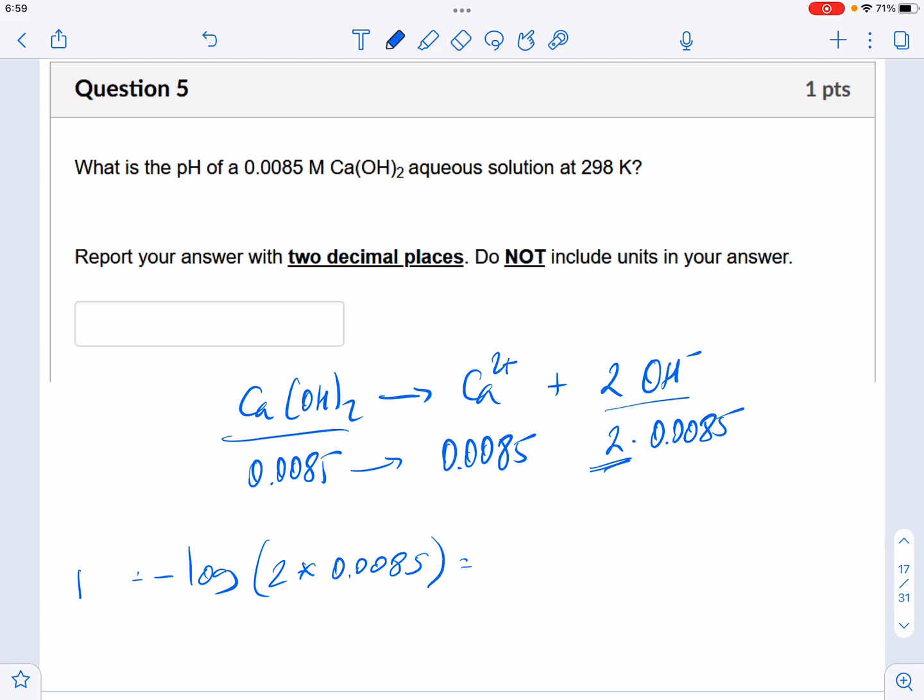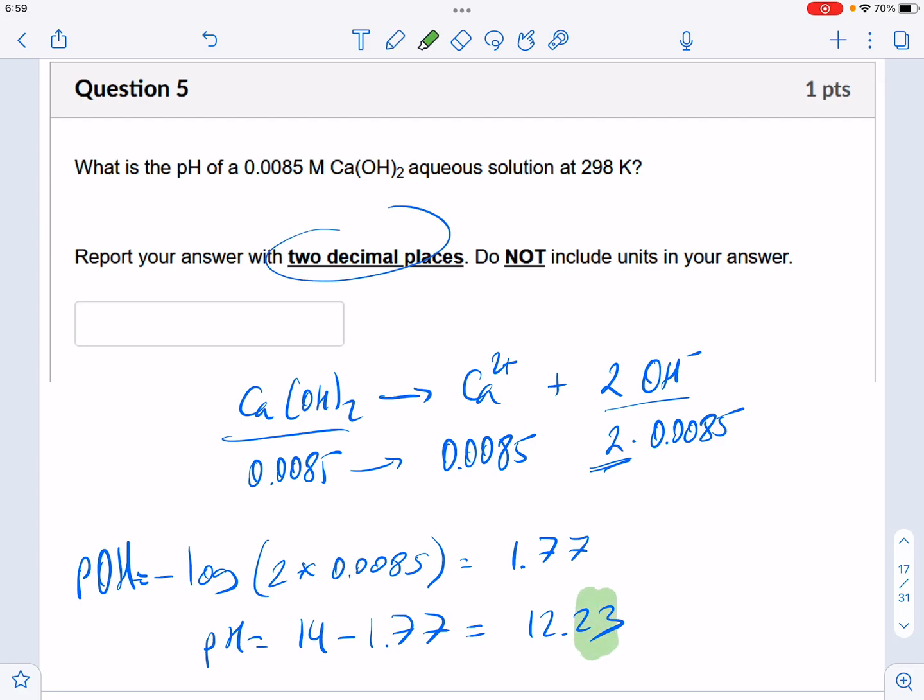Now the pOH is equal to that, so it's minus logarithm of 2 times 0.0085. That's equal to 1.77. Therefore, your pH is 14 minus 1.77, and that's equal to 12.23. Okay, 2 decimal places. So remember that you have to add those 2 decimals there. Not significant figures. If you are to provide a pH, most likely it is with 2 decimals.